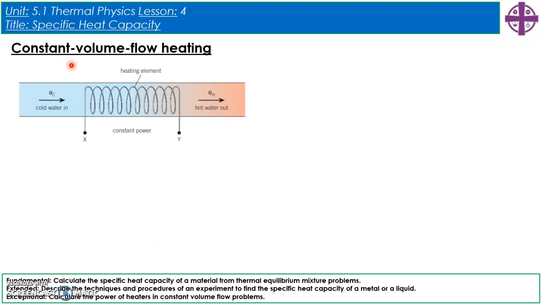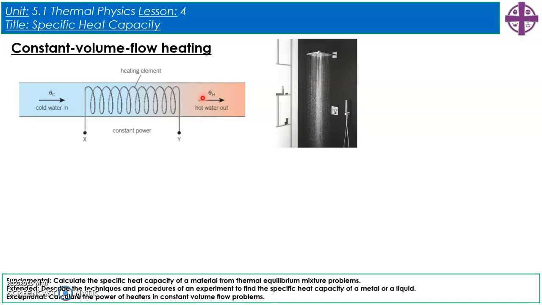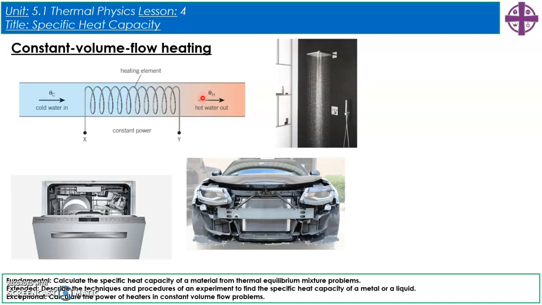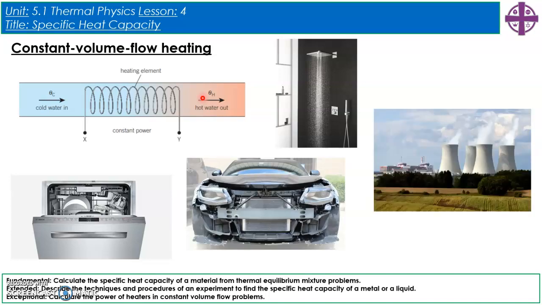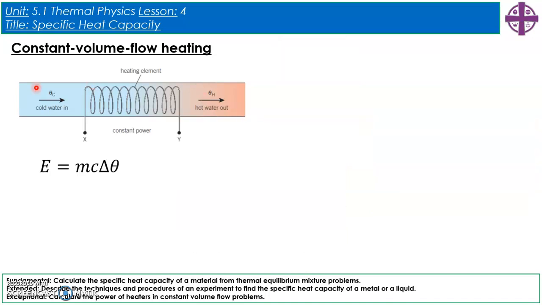Finally, we're going to look at constant volume flow heating. So this is where you've got a constant volume or a constant mass of fluid, in this case water, flowing through a heater, and it heats up the liquid. This is a really important concept in engineering. It's something that comes up in so many uses. You think of hot water in your homes, cars, in power stations, and they often use it to cool things down as well. It can be used in reverse.